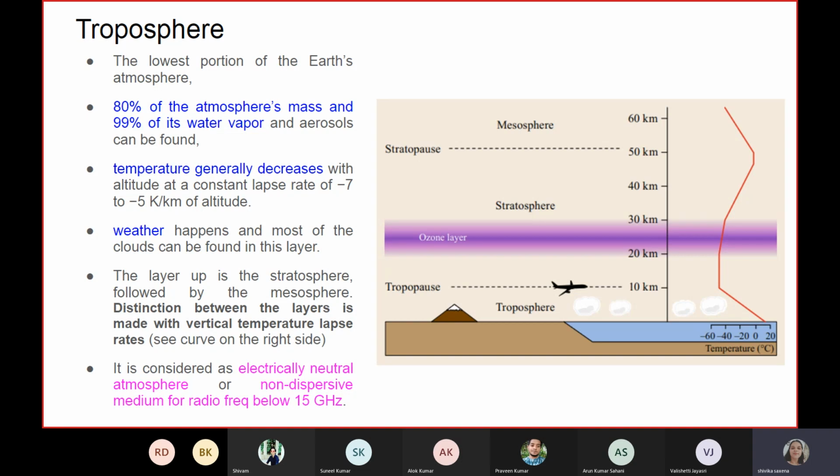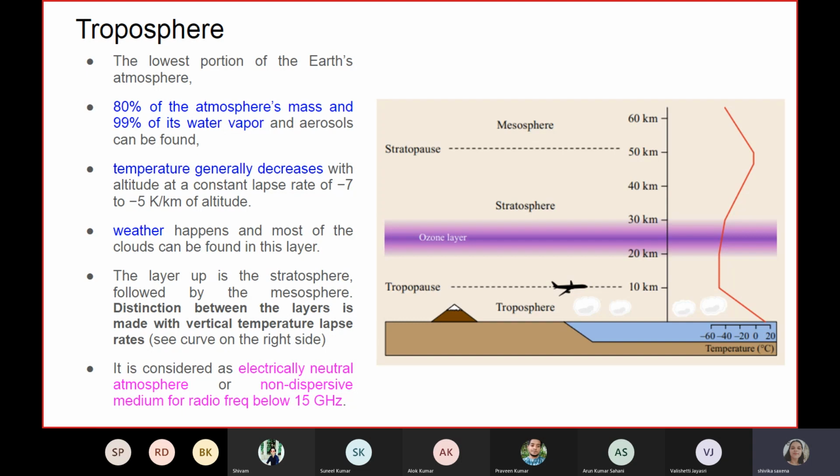Okay, in the atmosphere, there are different layers: troposphere, stratosphere, mesosphere, and this distinction is made on the basis of the vertical temperature lapse rate. That means the rate at which the temperature is decreasing as we move upward from the surface of the earth. You can see this on the right hand side, how that red line is changing, that represents the vertical temperature lapse rate. Wherever it is changing, we have a new layer of the atmosphere.